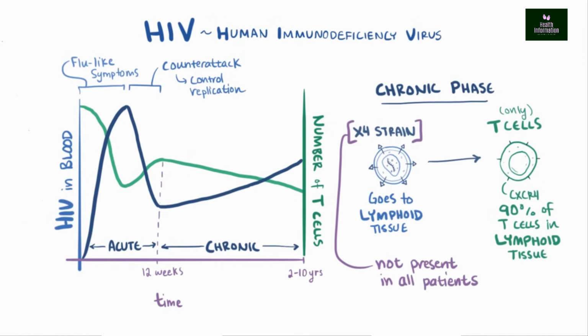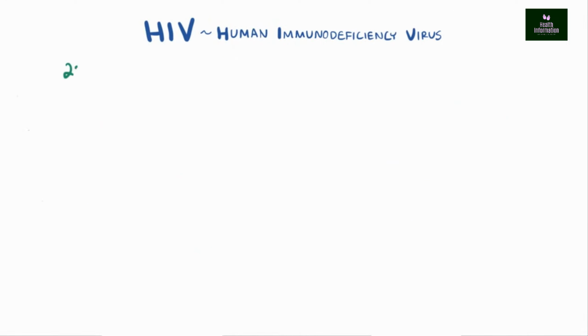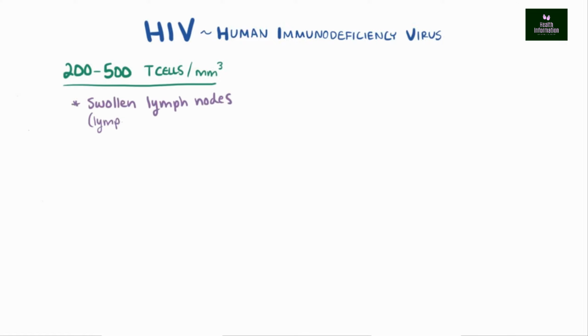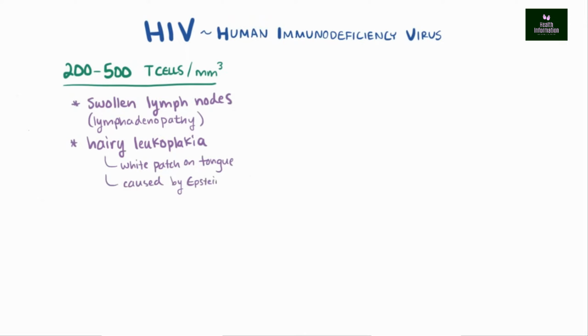When the body's T cells drop low enough, between about 200 and 500 cells per cubic millimeter, patients start experiencing symptoms like swollen lymph nodes, or lymphadenopathy, as well as relatively minor infections like oral hairy leukoplakia, a hairy-looking white patch on the side of the tongue caused by the same Epstein-Barr virus that causes mononucleosis, as well as oral candidiasis, a yeast infection in the mouth.